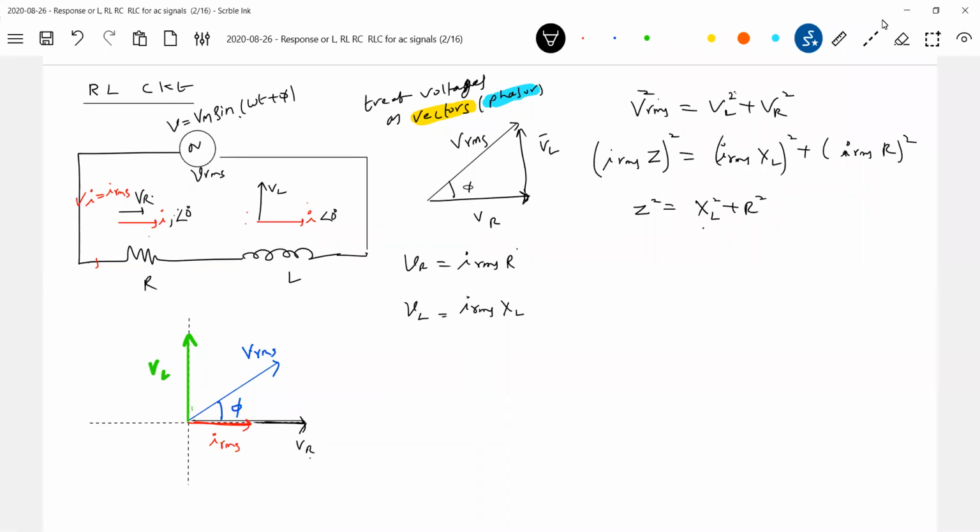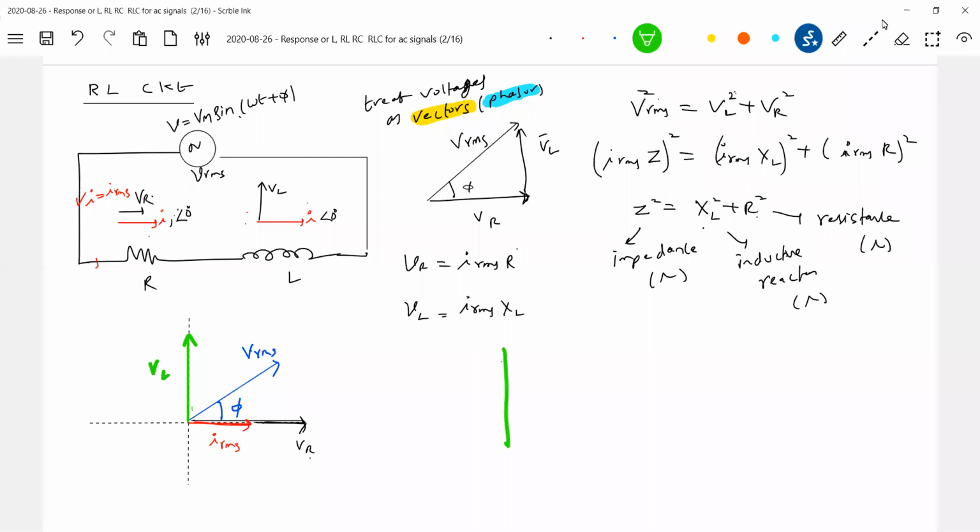So Z square is equal to XL square plus R square. This is the inductive reactance. This is the resistance. This is called the impedance. And what should be the unit of all this? It should be ohm only. Inductive reactance, resistance, the unit for all these should be ohm. Now let's write this. Let me construct a triangle again. So here I'm going to construct an impedance triangle. This is called the impedance triangle.